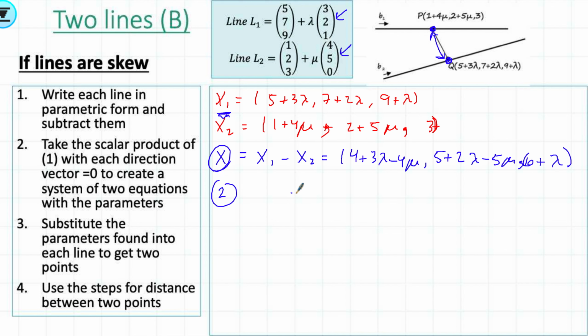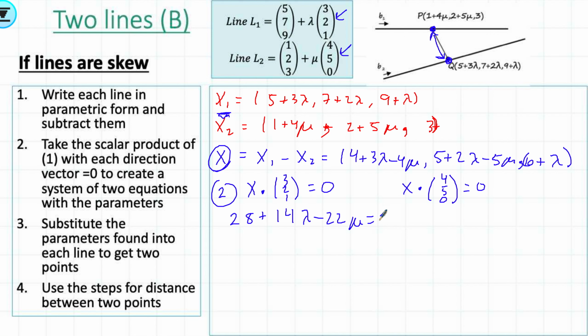So this will be step number 2. I will take x and take the scalar product with (3, 2, 1) and make it equal to 0. And I will take x and multiply with (4, 5, 0) and make it equal to 0. This will give me two equations with two unknowns. So this will end up being, and this will be, and then I have two equations, two unknowns, solve simultaneously. It will give you lambda as negative 41 over 15 and mu as negative 7 over 15.